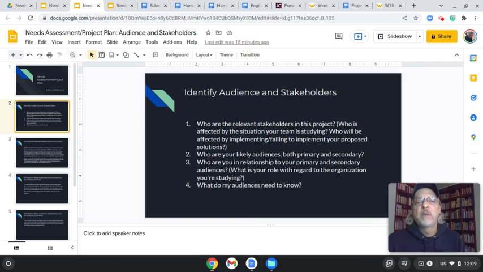So by way of refreshing your memory, according to our needs assessment and project plan assignment description, relevant stakeholders are: who's affected by the situation that your team is studying, who will be affected by implementing or failing to implement your proposed solutions, who are your likely audiences, both primary and secondary, who are you in relationship to your primary and secondary audiences, or what is your role with regard to the organization you're studying, if you're studying a very specific organization, and what do your audiences need to know.